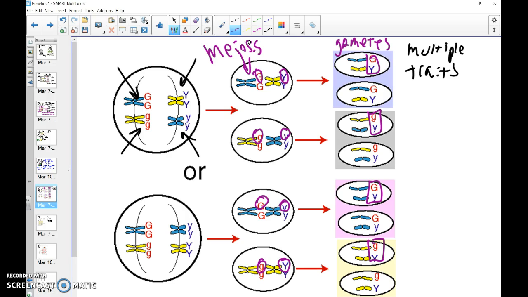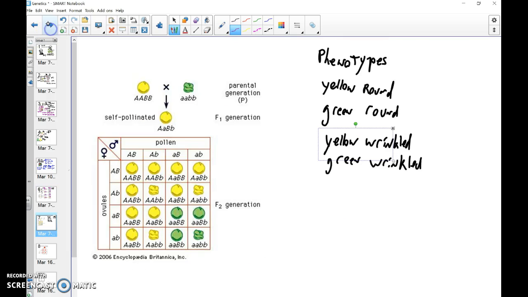But meiosis is random. So it's not like you're always going to have the big G and the big Y together. You can have any combination of G and Y. And that leads to multiple possibilities for your alleles. So this adds a layer of complication to understanding the probabilities. So when we want to understand the probabilities, what we're going to do is take a look at these in terms of how the traits come together.